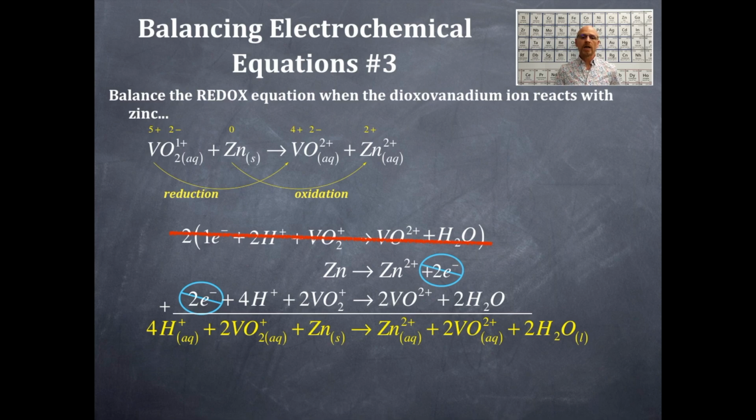So with the 4 hydrogen ions, that's a 4 plus charge. The VO2 1 plus, there's 2 of those, that's a 2 plus charge. That's a total of a 6 plus charge on the reactant side.